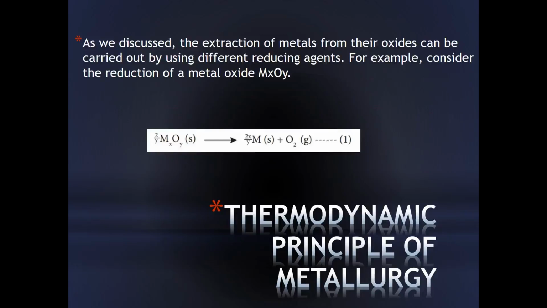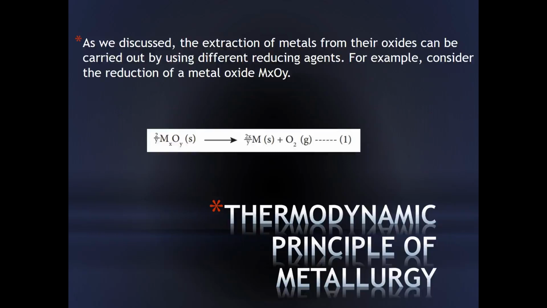Del G equals del H minus T del S, where del G is the change in Gibbs free energy, del H is the change in enthalpy, T is the temperature in Kelvin, and del S is the entropy change. It is a relation founded by Harold Ellingham.